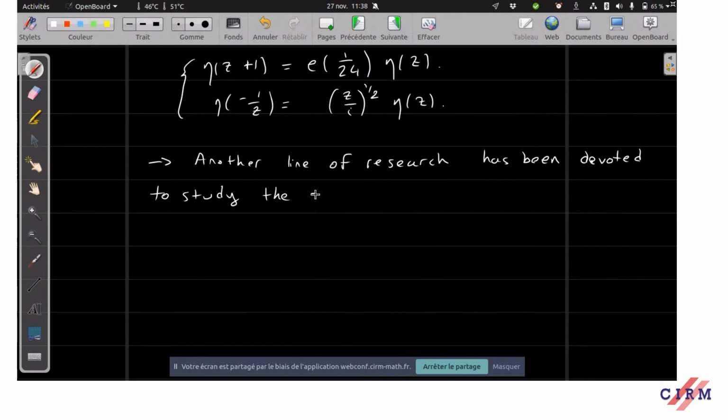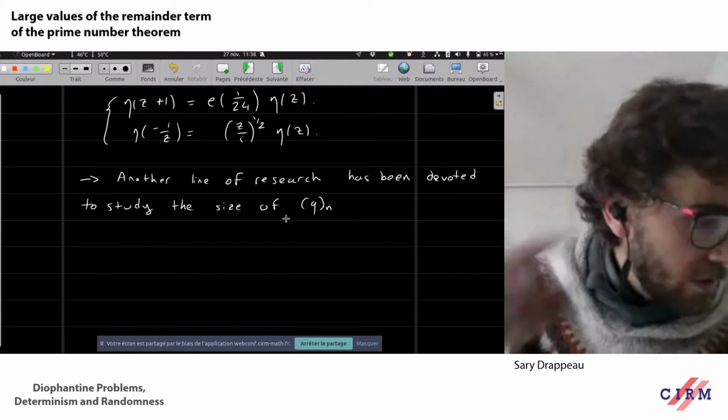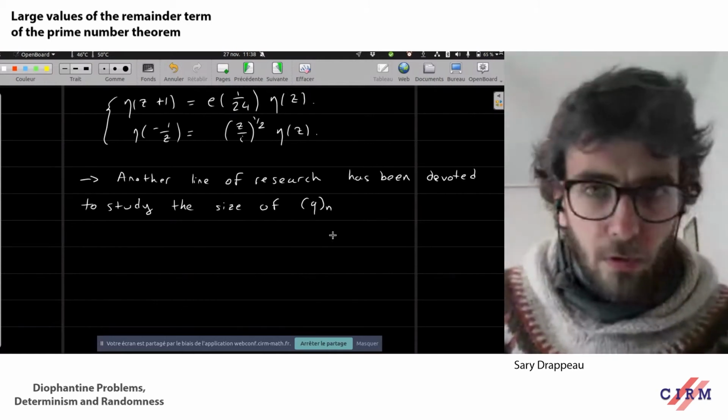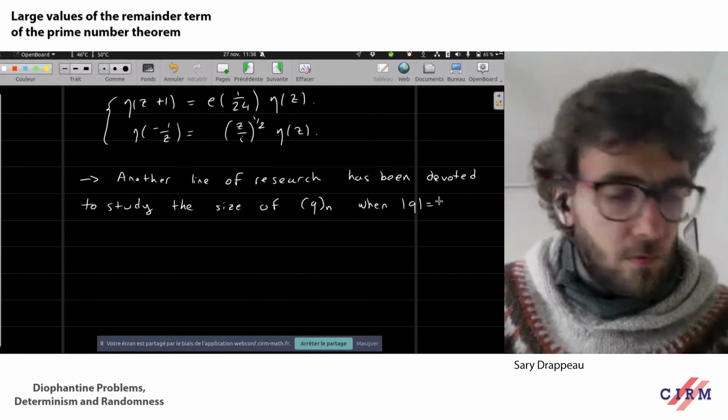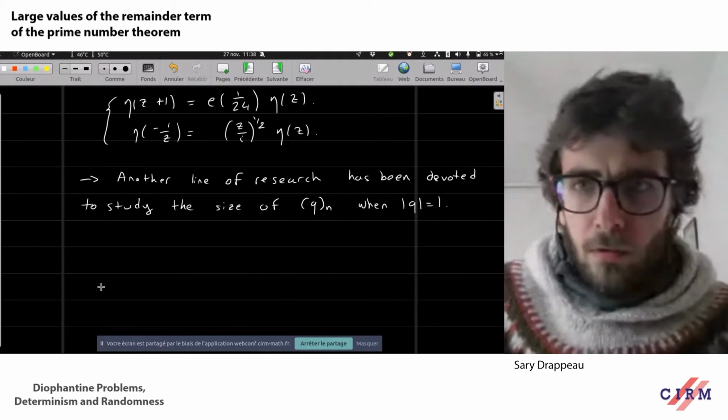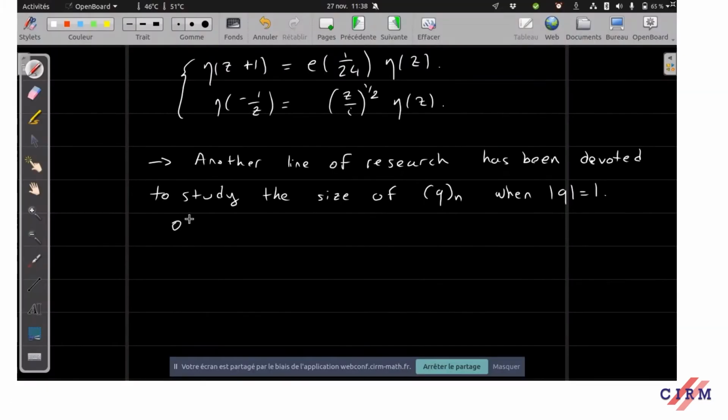So this is understanding the size as a complex number. The size and distribution of values of the Pochhammer symbol when the modulus of q is 1. Okay, so when this happens, of course, we have that this thing has modulus between 0 and 2. And I recall the definition.